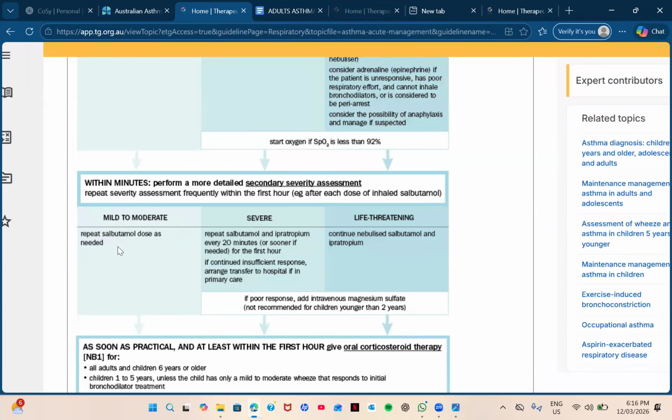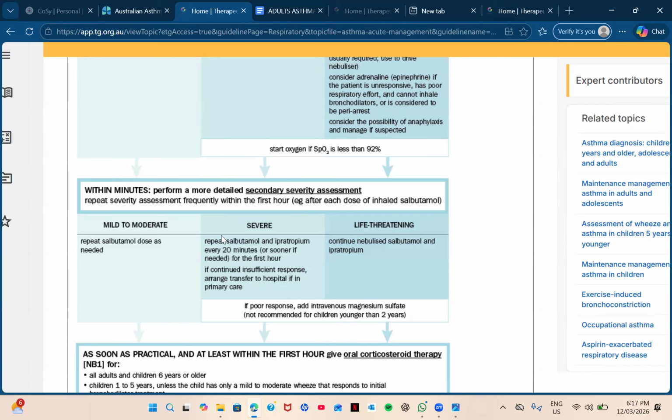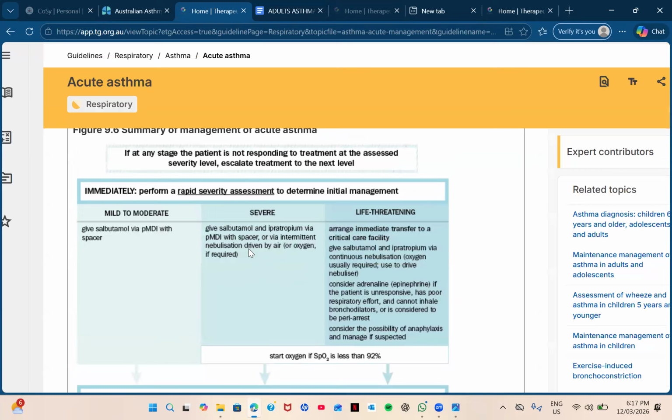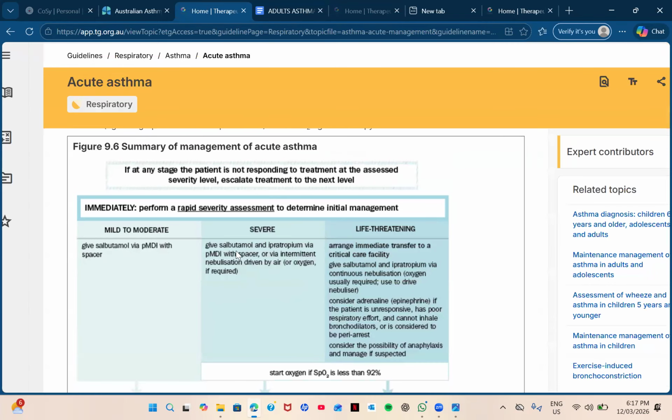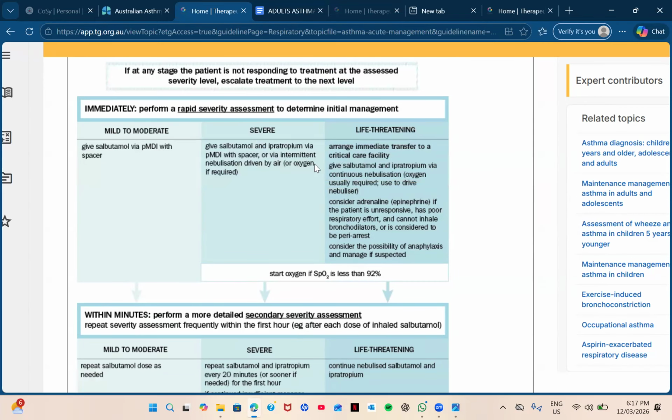So mild to moderate, repeat salbutamol dose as needed. We have to continue the treatment. If it is severe, repeat salbutamol and ipratropium every 20 minutes or sooner if needed for the first hour. Here we are repeating salbutamol and ipratropium. And one more thing, in this case, the acute asthma chart, they have added ipratropium as well.